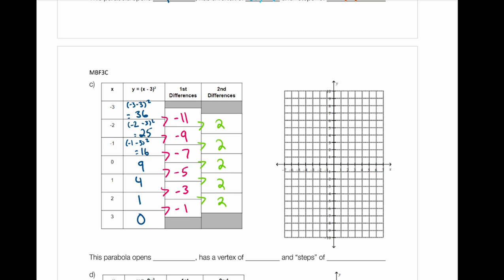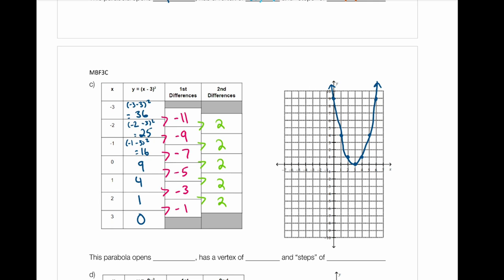I can go and start to plug in my points. In this case, I won't be able to plug in some of them because they don't fit on my graph, but I can do 0 and 9, 1 and 4, 2 and 1, 3 and 0. If I look at my graph, I can already see how it's going to finish off on the other side. If we look back at our last two, they are always symmetrical, or the same on the other side. So I can assume what the other points are by seeing their pair on the other side.